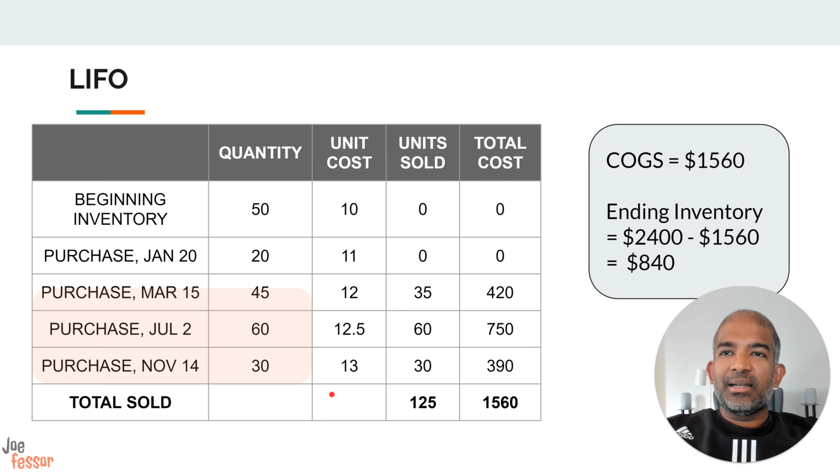The ending inventory under LIFO is the remaining 10 bottles from this batch, plus these 20 bottles and the 50 bottles from the beginning inventory. So that can be calculated as 10 times 12 plus 20 times 11 plus 50 times 10, or simply you can subtract the cost of goods sold from your goods available for sale. So your ending inventory valuation would be $840.